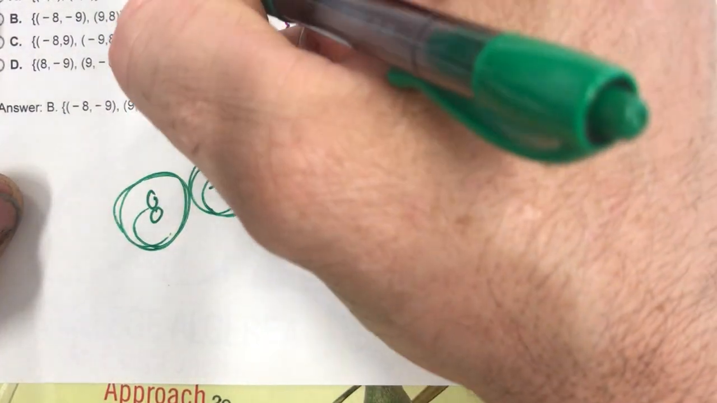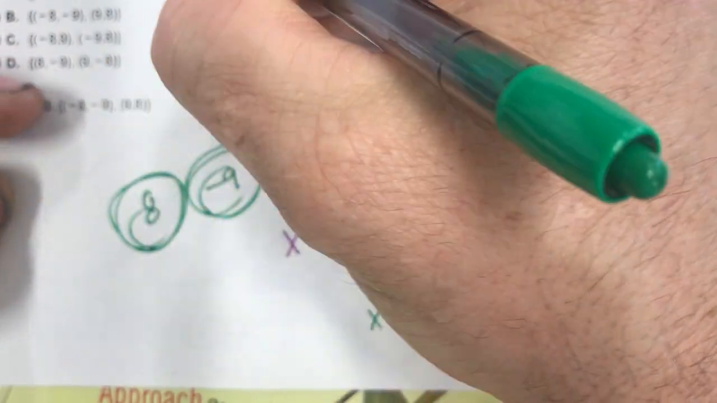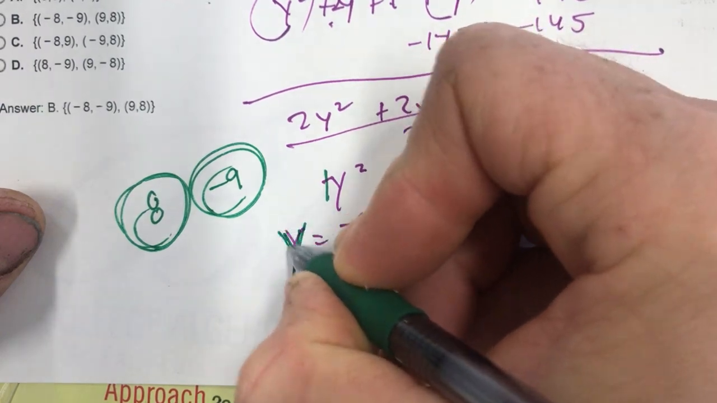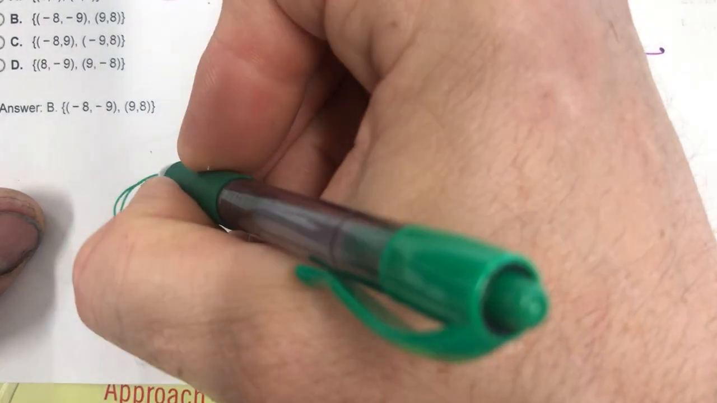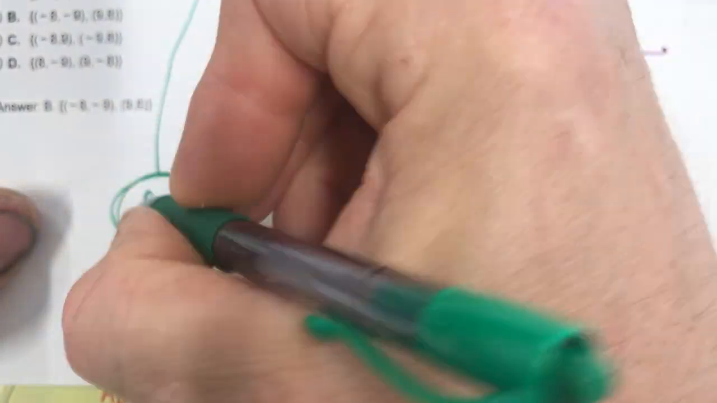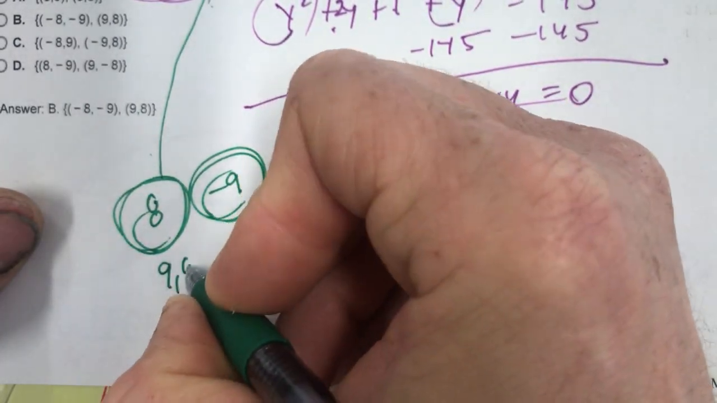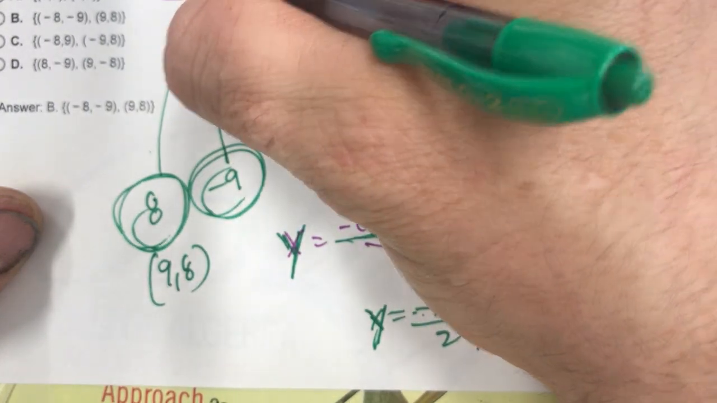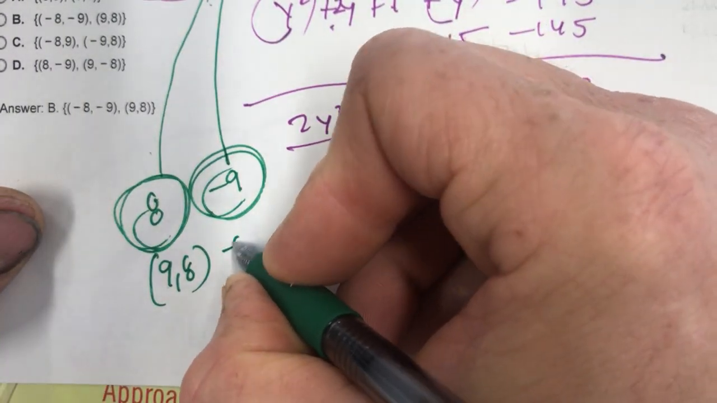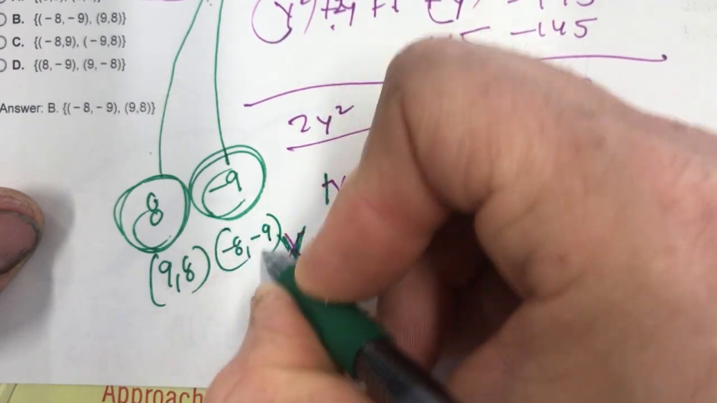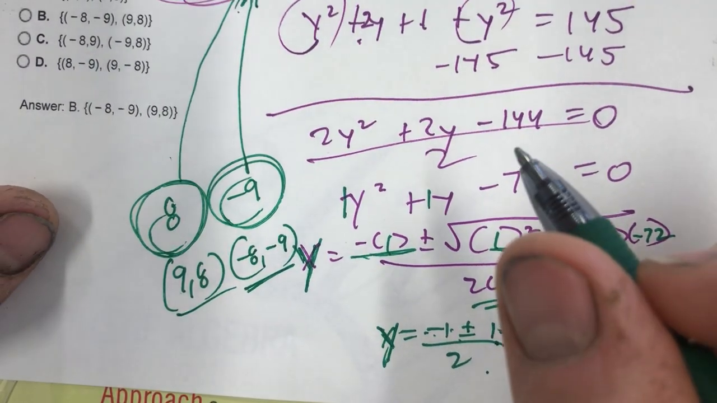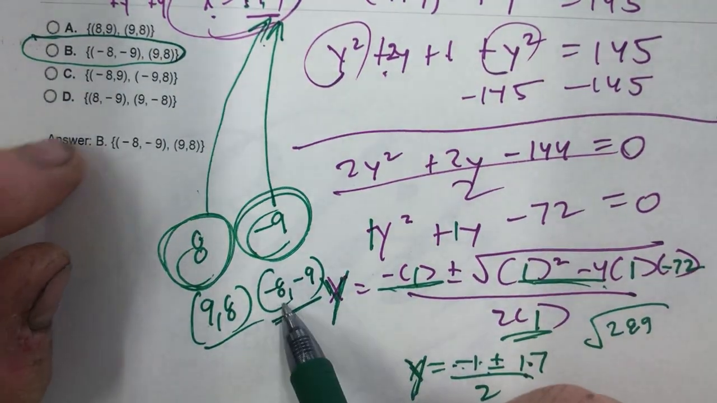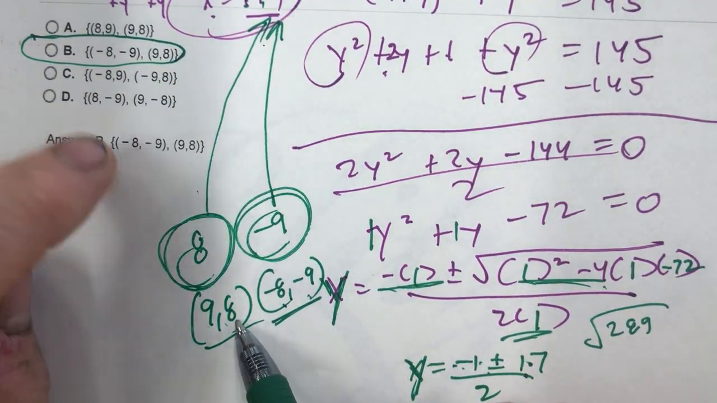Now I got to figure out the other value that goes with them. So like right here, okay, I put x equals, but it's supposed to be y. These are my y values. So if I put that in for y right there, 1 plus 8 would be 9. So this is 9, 8. There's one solution. If I put negative 9 in for y, 1 plus negative 9 is negative 8. So negative 8, negative 9 is one solution. And these are my two solutions. This looks like B right here. Negative 8, negative 9, and then 9, 8. Yep, B.